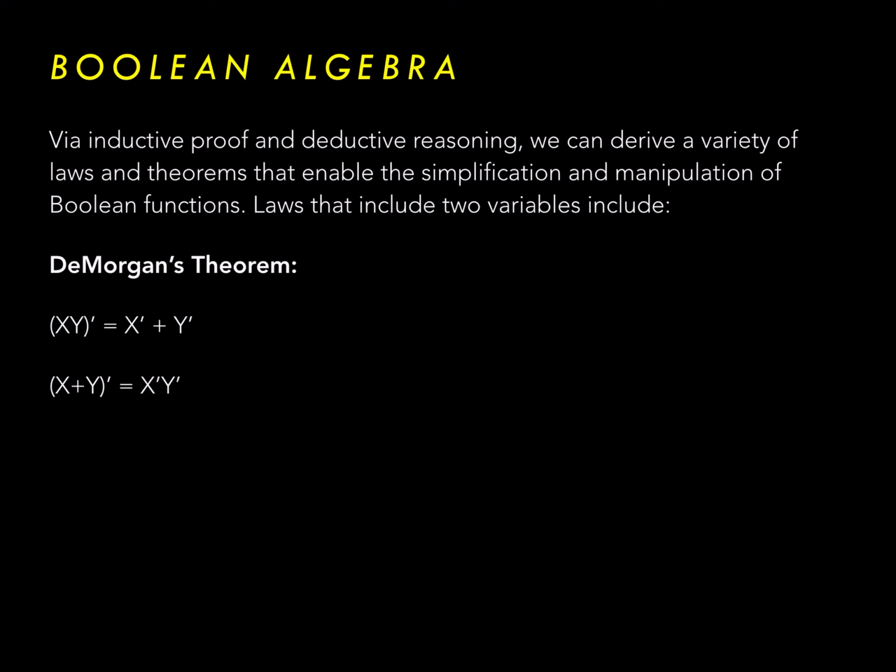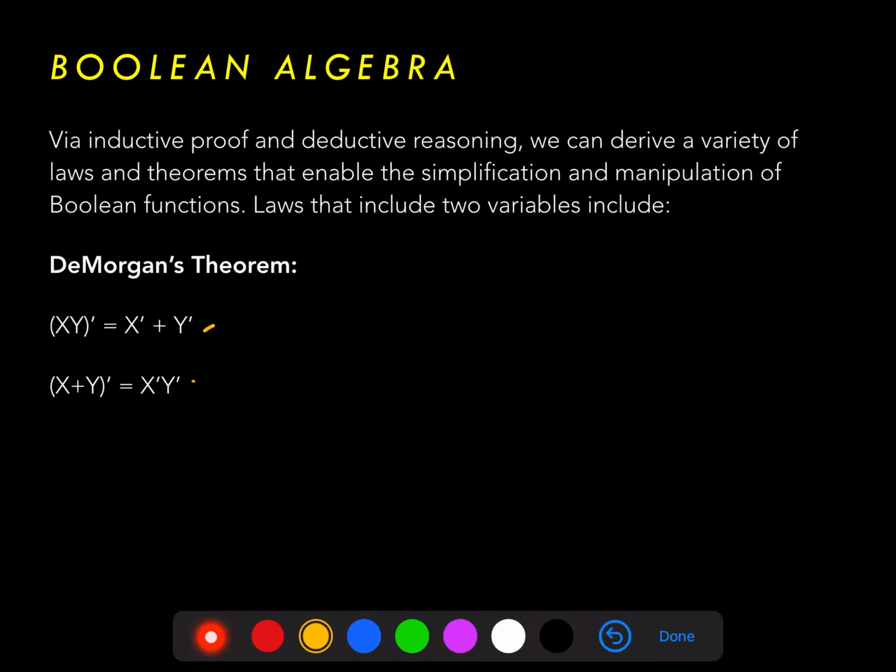A last important property of Boolean algebra, particularly for digital logic circuits, is De Morgan's theorem, shown in 2 versions here. And we can prove either of these functions, either using deductive reasoning or proof by induction. In this case, in De Morgan's case, proof by induction works much better. So let's take a look at what happens here with this first relationship, where again in inductive proofs we're looking to prove that the left-hand side of the equation is equal to the right-hand side of the equation.